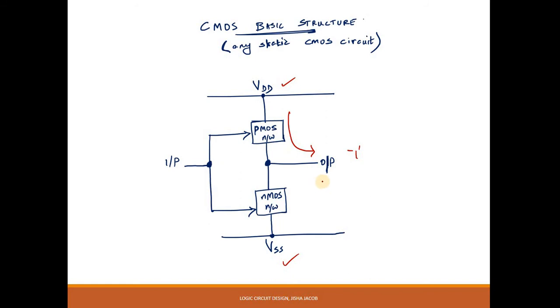In order to get a logic 0, that is, the output will be pulled down to VSS. Okay. When you want to get a logic 0, the output will be pulled down to VSS. For that, you use an NMOS network.